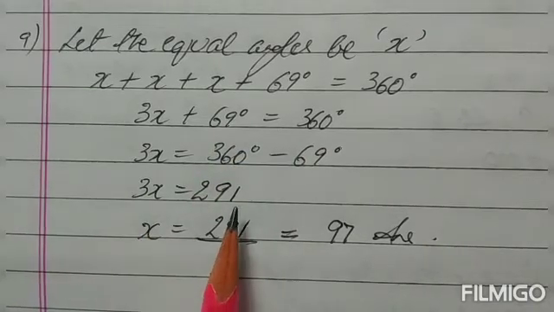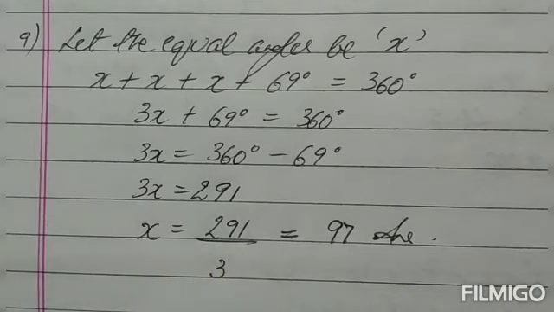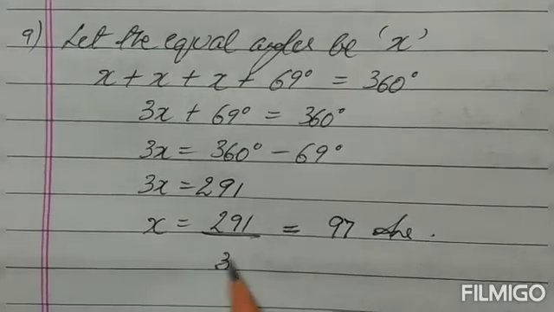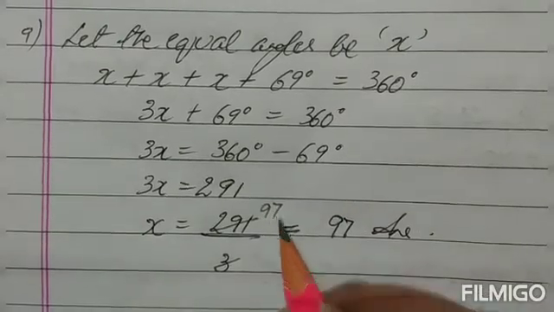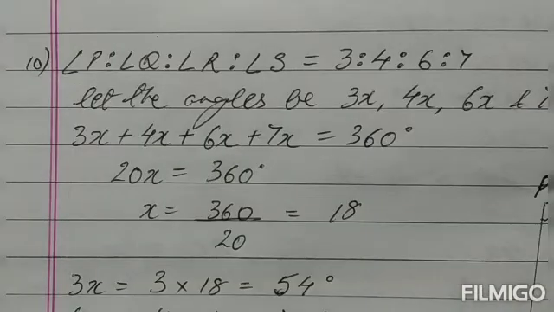3x is equal to 291. x is equal to 291 divided by 3. And when you reduce it, children, it is 97. So the value of x is 97.